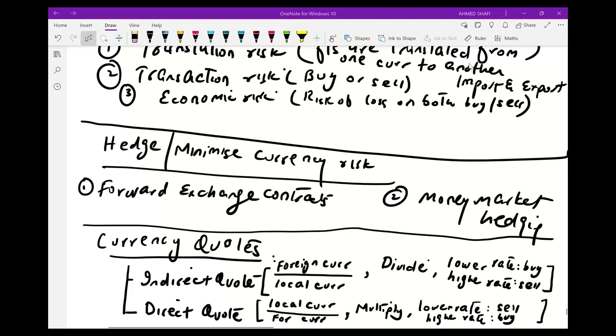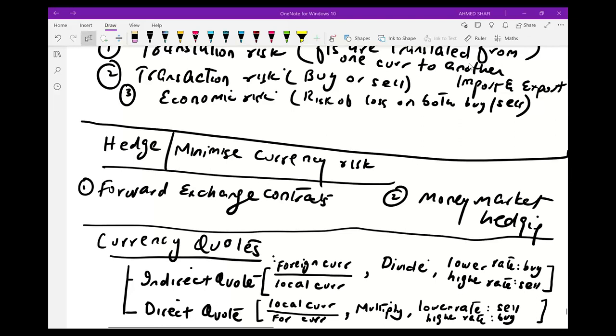From here, we get to know it's an indirect quote. When there is an indirect quote, we will divide to convert. Two rates are given: the spot rate, today's rate, and the 3 month forward rate. Since it's an indirect quote, the lower rates will be the buying rates, and the higher rates will be the selling rates.